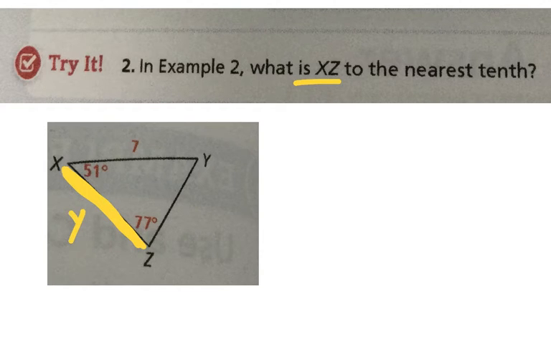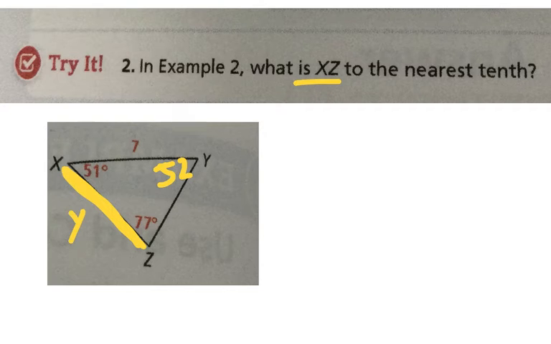Hopefully you figured it out. You've got a triangle that you know is 180 degrees. And you know two of the angles in that triangle are 51 and 77. So I can subtract those from 180. And I found that the missing angle must be 52 degrees.